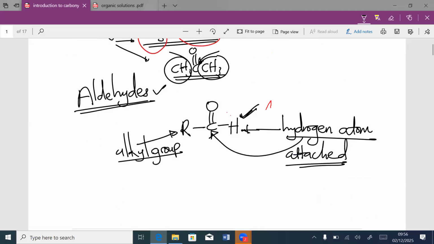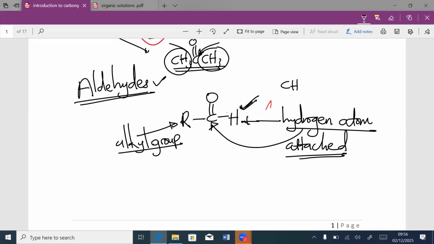If I'm to give an example of an aldehyde, we can have CH3, CH2, R, double bond, H. I can have CH3, C double bond O, H. You see that? With aldehydes, all the time, a hydrogen atom is directly attached onto the carbonyl carbon. That is what is special about aldehydes.